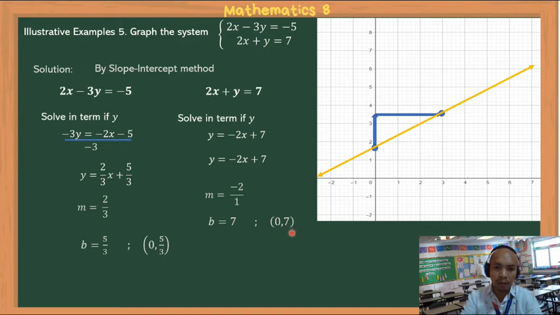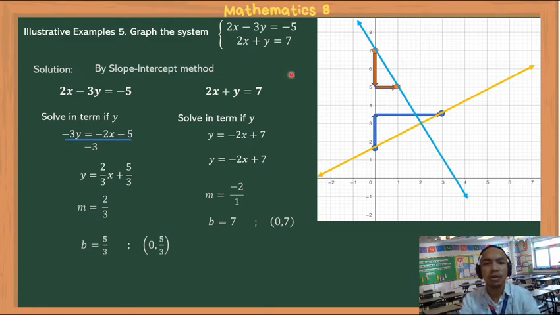So first, we will plot the y-intercept. 0 and positive 7, it must be here. The slope is negative 2. So from here, we will count 2 units down. 1, 2. Then our run is positive 1. So to the right, 1. So connect these 2 points. And that is the graph of the equation 2x plus y is equal to 7. So where do these two graphs intersect? These two graphs intersect at the point 2 and 3. And that is the solution to the given system.